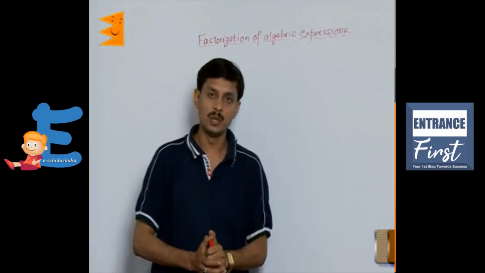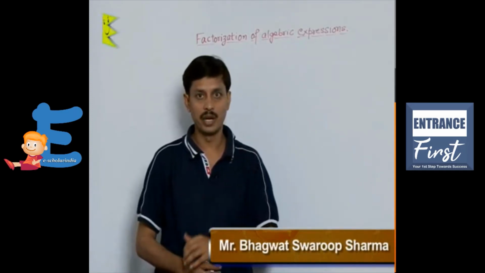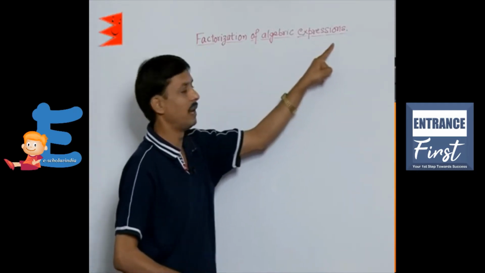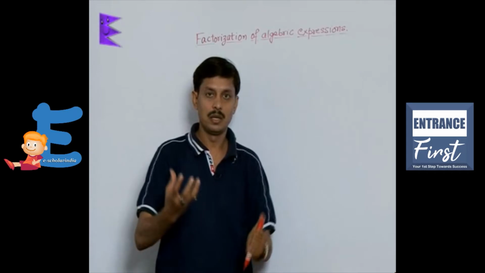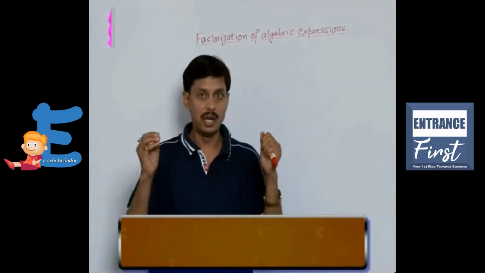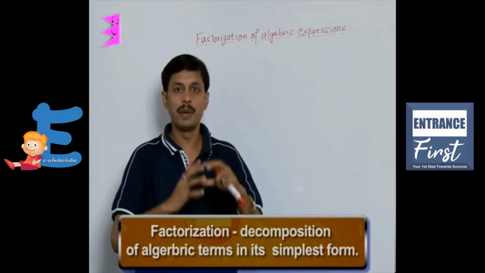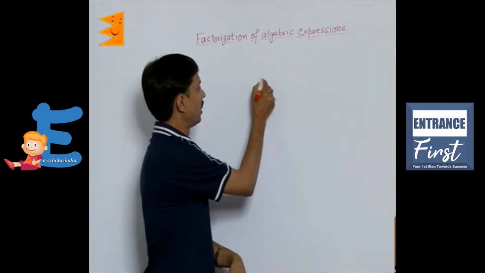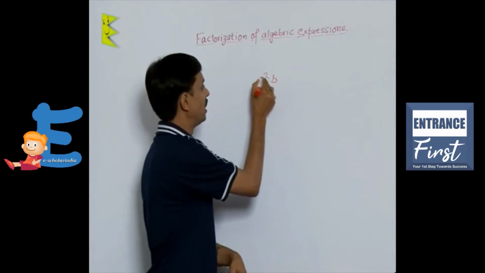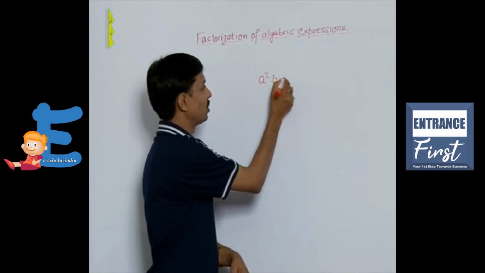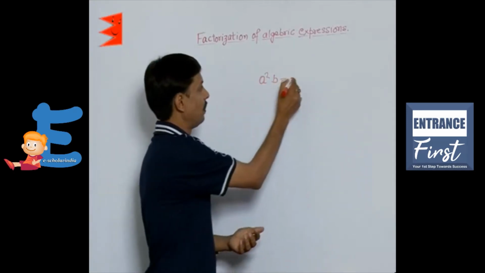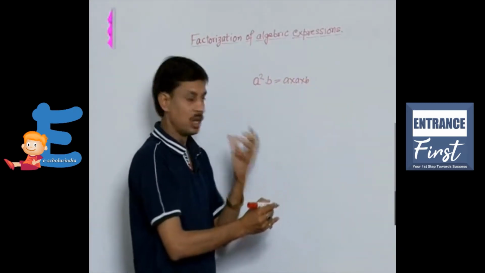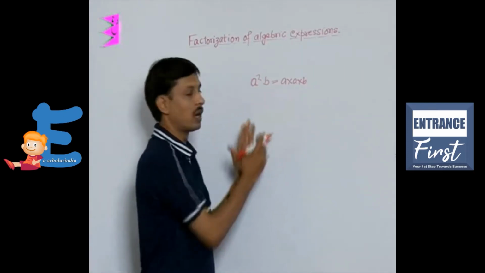Now I want to discuss with you a new chapter, very important, belonging to the unit algebra. That is factorization of algebraic expressions. In fact, factorization means decomposition of algebraic terms into their simplest form. For example, if I want to decompose a square b in its simplest form, it will be a into a into b, that is a square b.